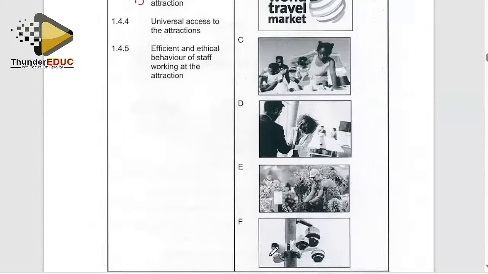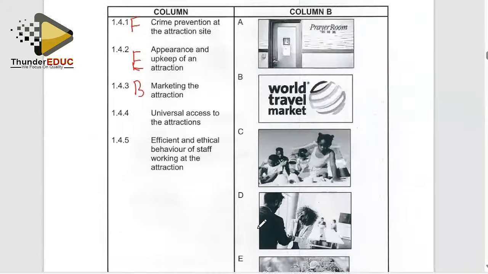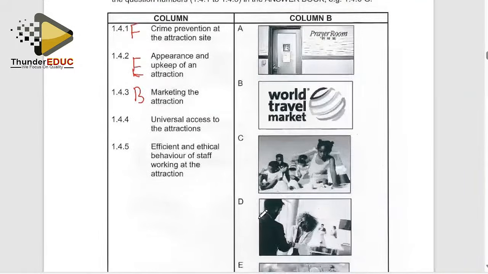Then 1.4.4, universal access to the attractions. So I'm going to choose A there. For the specific reason, if you look at A, this is a prayer room meant for a certain cultural group or a certain religious group. This means that the attraction is actually accommodating the needs of people of different cultures and different religions.